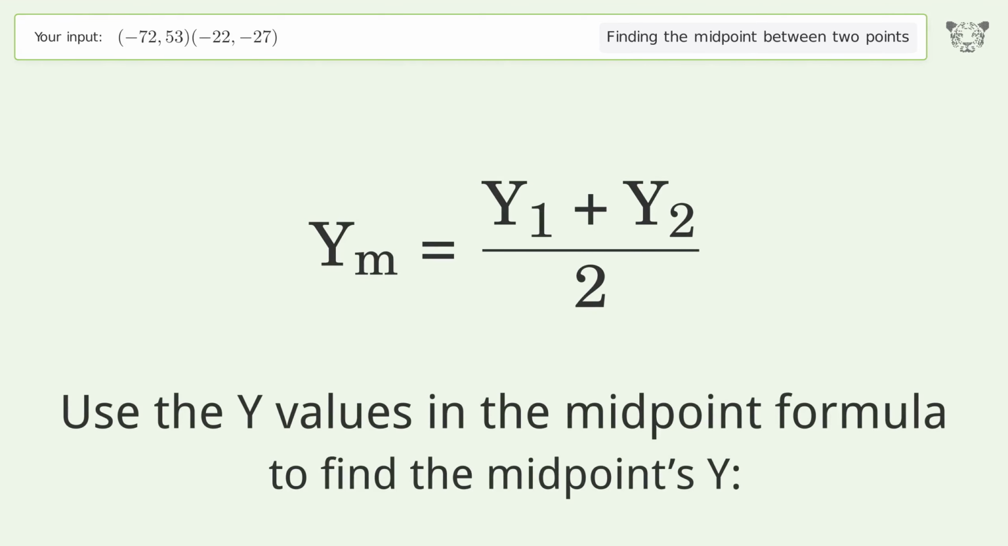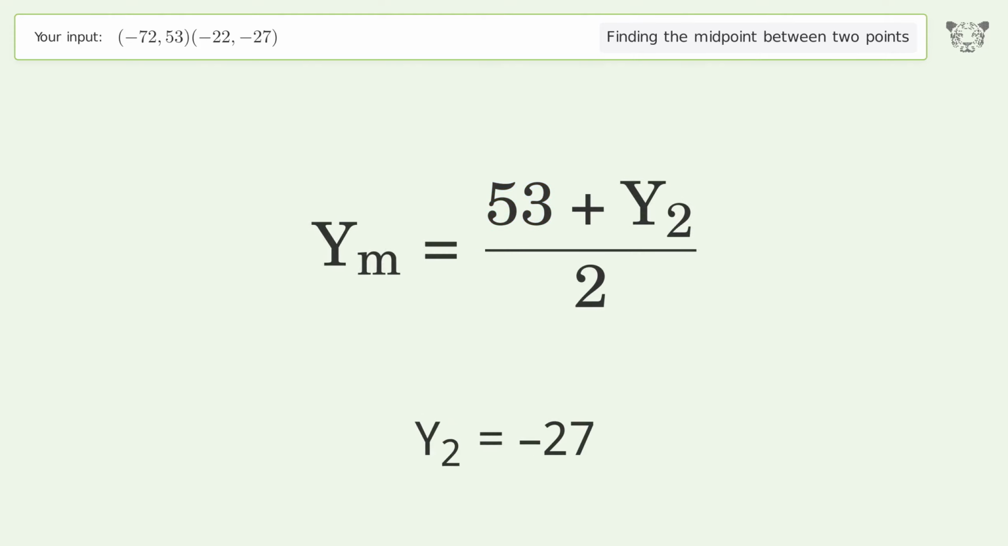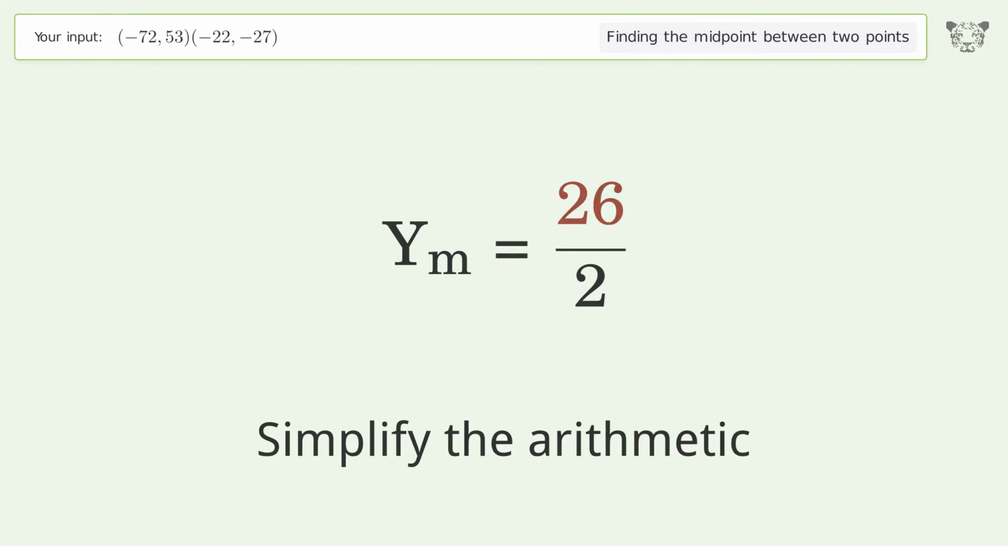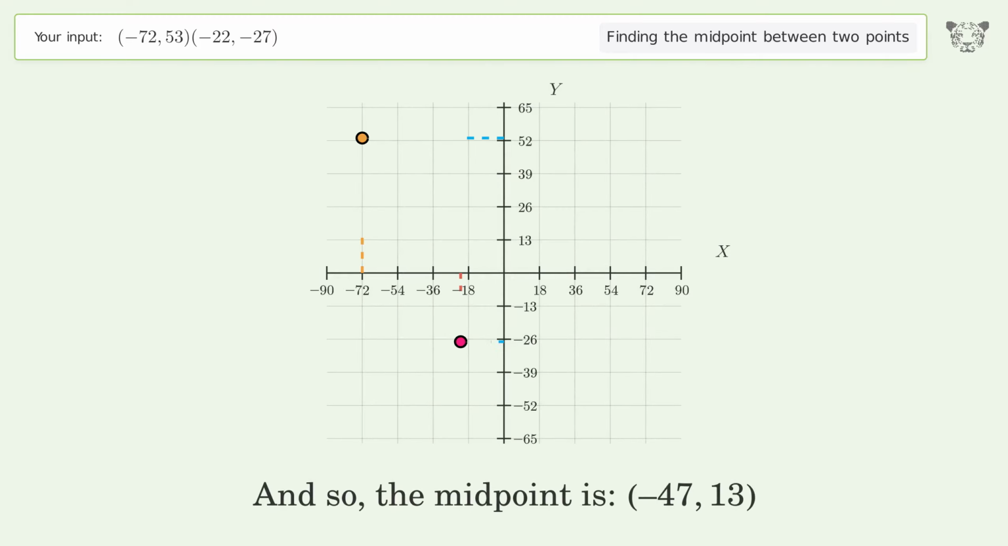Use the y values in the midpoint formula to find the midpoint's y. y1 equals 53. y2 equals negative 27. Simplify the arithmetic. And so, the midpoint is negative 47, 13.